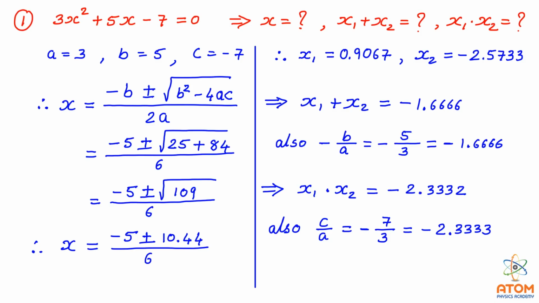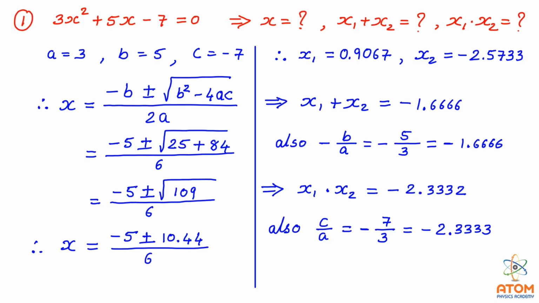Now we will see some examples of the equations we have studied. The first equation was about the quadratic equation. So here is one example of a quadratic equation. 3x square plus 5x minus 7 is equal to 0 is a quadratic equation, and we have to find out the value of x, the value of x1 plus x2, and the value of x1 into x2, because there we have seen the equations of x1 plus x2 and x1 into x2.